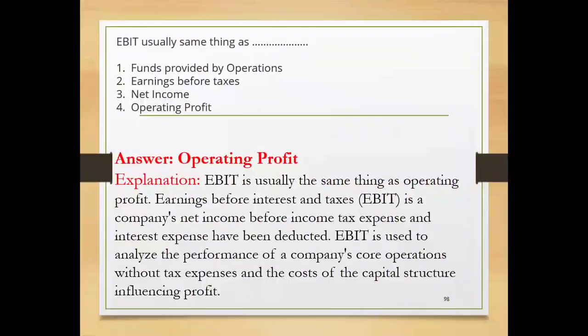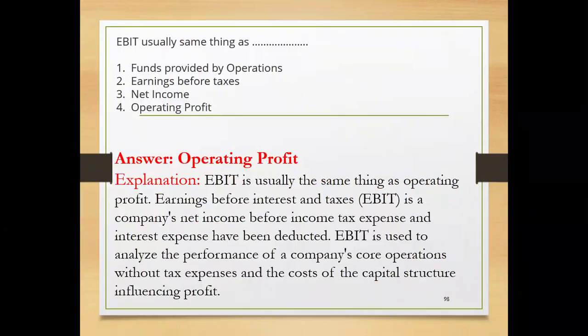EBIT is usually the same thing as funds provided by operations, earnings before taxes, net income, or operating profit? The correct answer is operating profit. It is a company's net income before income tax expense and interest expense have been deducted. EBIT is used to analyze the performance of a company's core operations without tax expenses and the costs of capital structure influencing the profits.